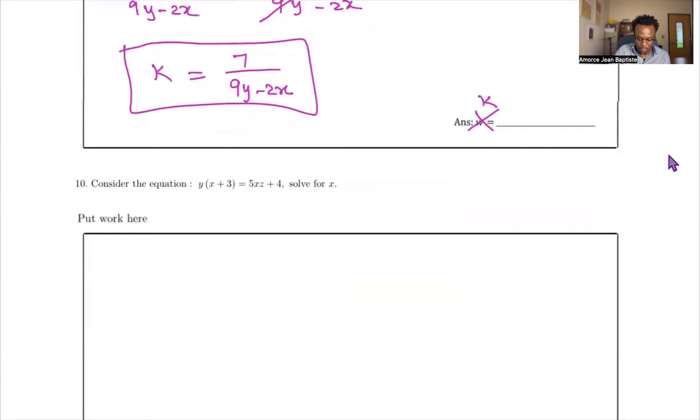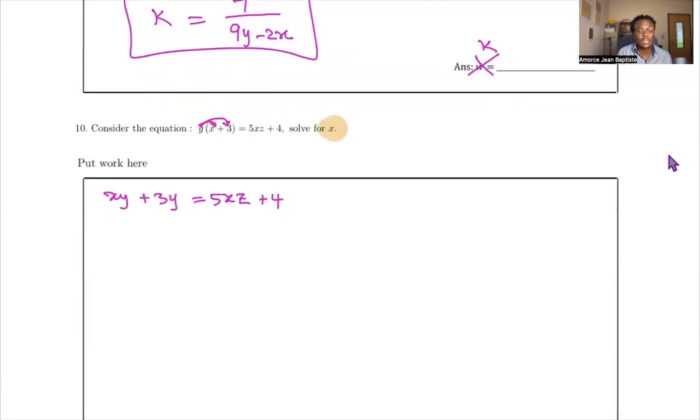And then the next problem, we're solving for x. Obviously you see x is inside the parentheses here and it's over here as well. So you're going to have to distribute the expression that is outside of the parentheses. So we distribute this. That's xy plus 3y equals 5xz plus 4.